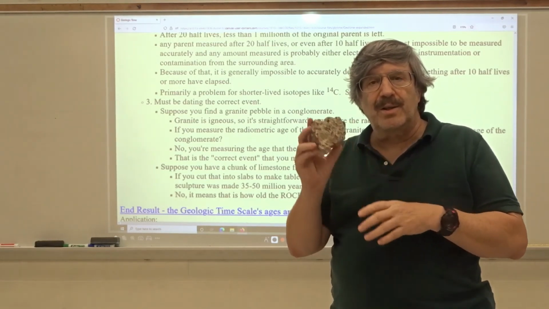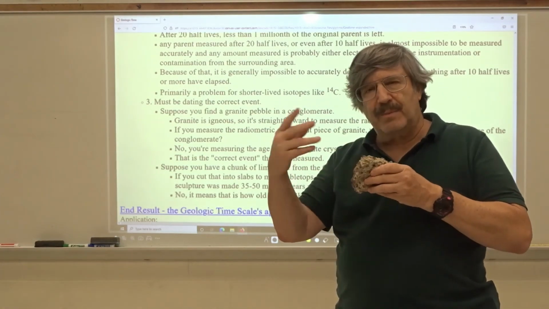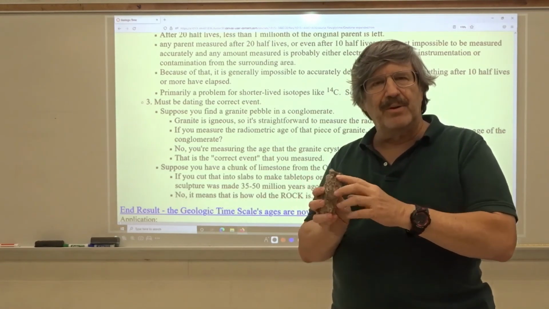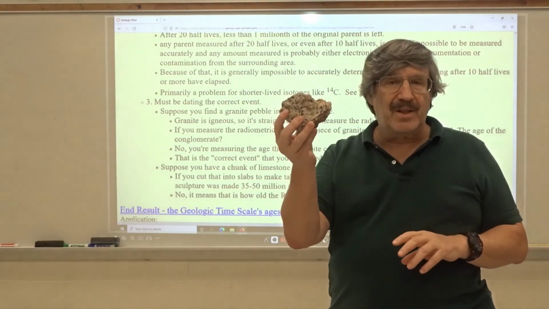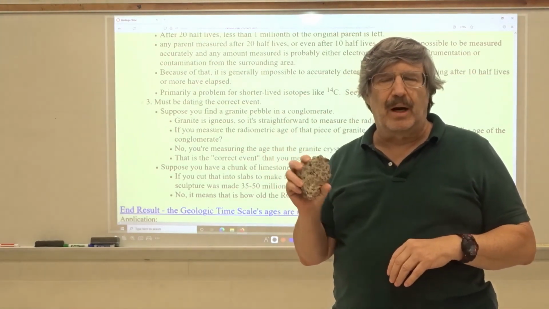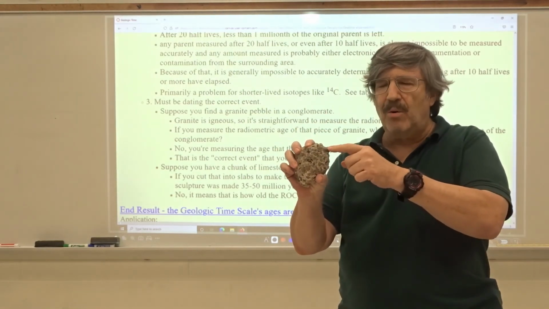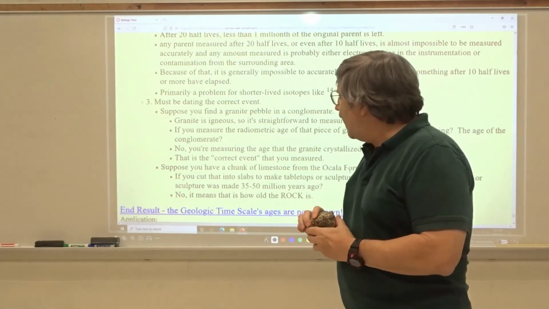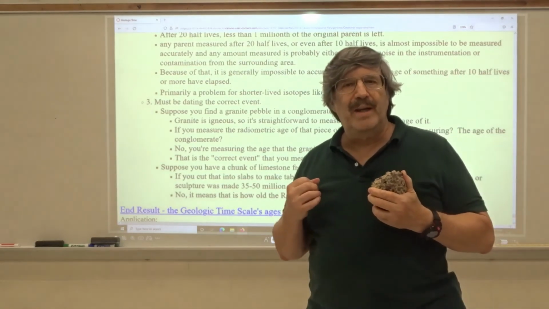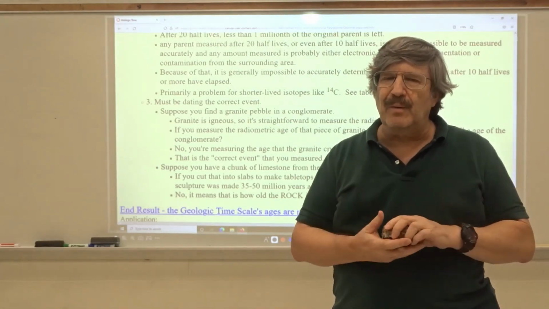It doesn't tell us when it broke off, when it rolled into a river, when it was transported down a river and was rounded off to make these nice rounded pebbles, and then wound up in this conglomerate and got solidified or lithified into this sedimentary rock. So the event that you're measuring, if you measure how old that pebble is, is not when it turned into a pebble, it's when it crystallized from magma, okay? You have to be careful about that.